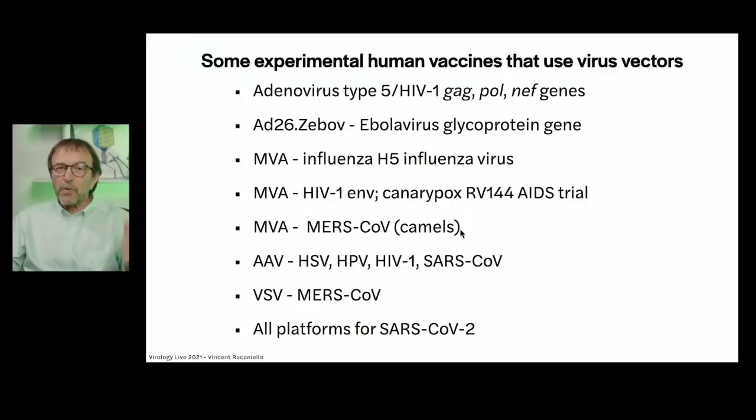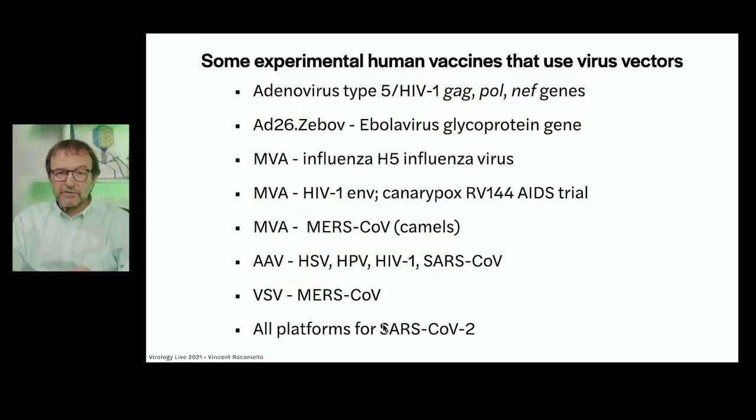AAV vectors are used in a variety of experimental vaccines: herpesviruses, human papillomaviruses, HIV, SARS-CoV. VSV is also being explored for a MERS coronavirus vaccine. And of course, this was SARS-CoV up here for the Ad-CoV-1. And all of these platforms have been explored for SARS-CoV-2 beyond what we've talked about today.